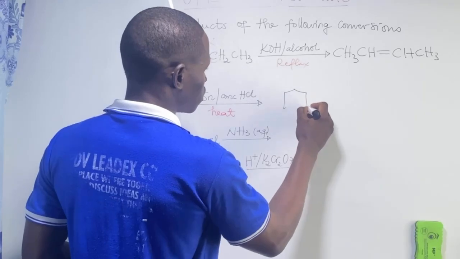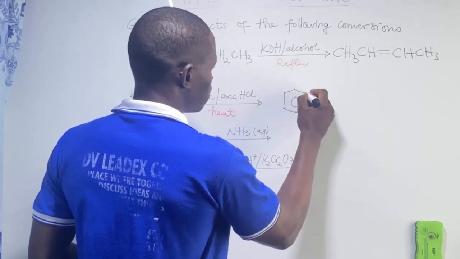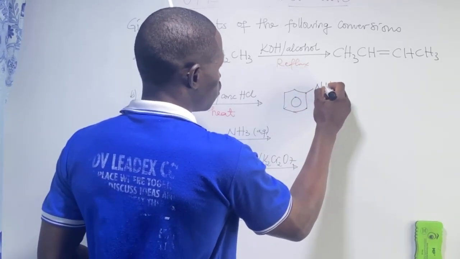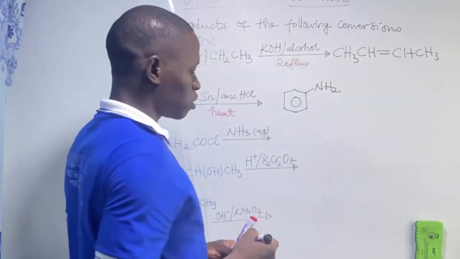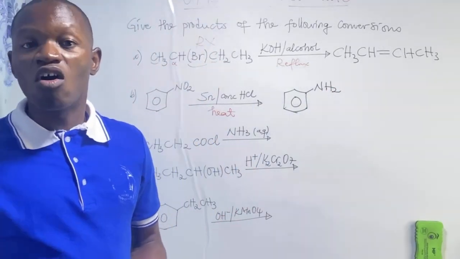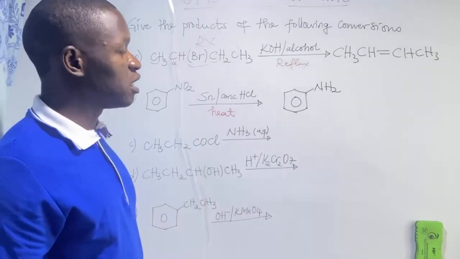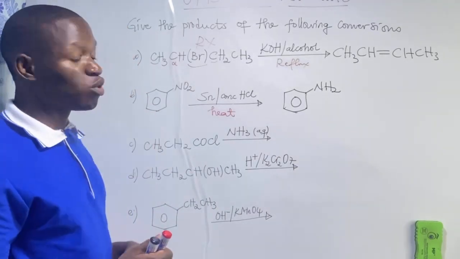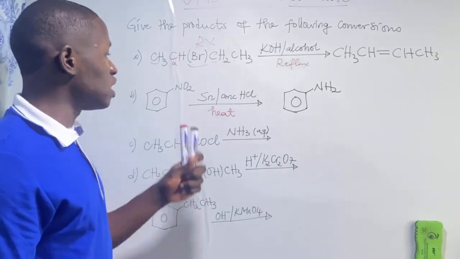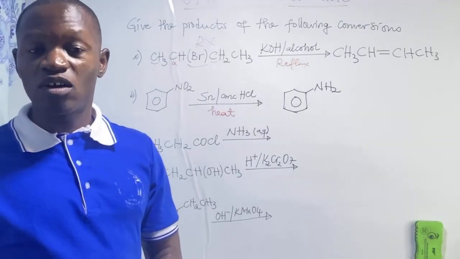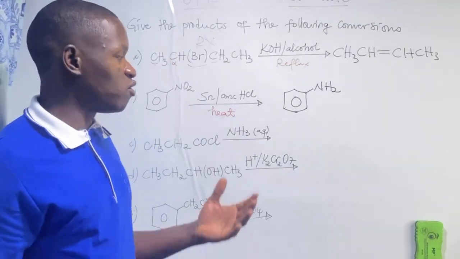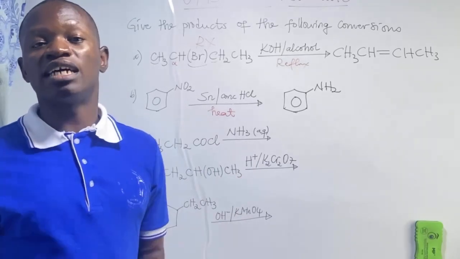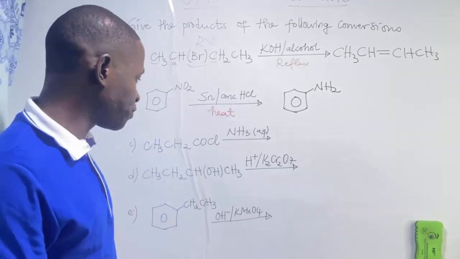So our product is going to be this. We replace the oxygen with two hydrogen. So that's our product. The product is called phenylamine or aniline, right? That is a compound formed when we reduce nitrobenzene using tin and concentrated HCl under heating. The reaction takes place by reduction. If you are asked to name the reaction, you say that it is a reduction reaction.